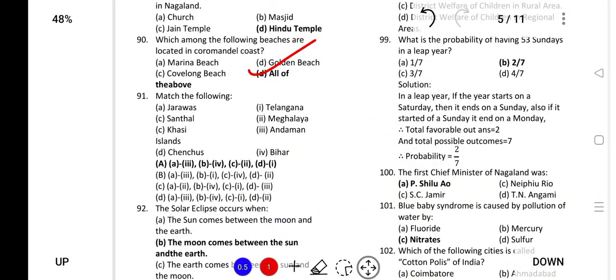Which of the following is correct? Jarawas to Andaman and Nicobar Islands. Santal is in Bihar. Khasi to Meghalaya and Chenchus to Telangana. So the answer is A.